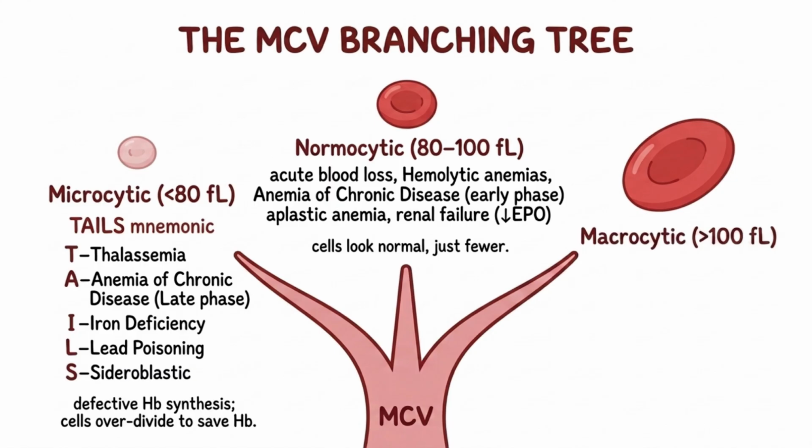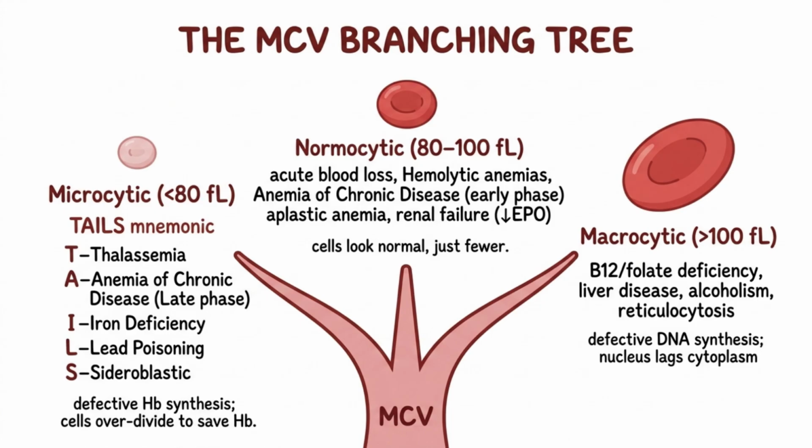Finally, if MCV is greater than 100 femtoliters, we call it macrocytic anemia. The classic megaloblastic causes are vitamin B12 deficiency and folate deficiency. But here is the important thing: not every macrocytic anemia is megaloblastic. The non-megaloblastic causes include liver disease, alcoholism, and reticulocytosis, and these are very much important.